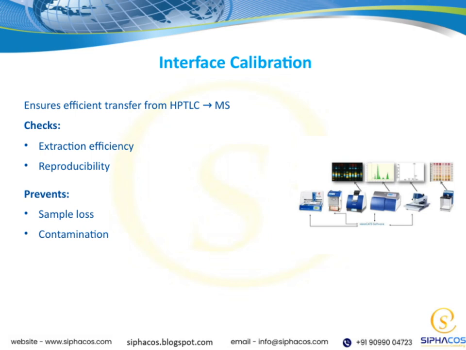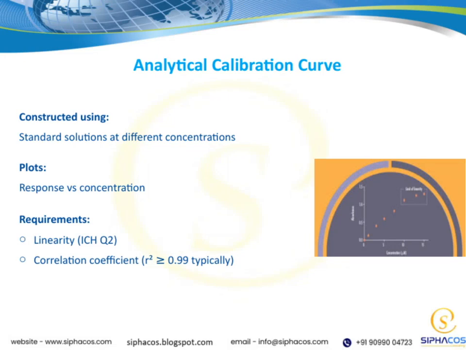We also focus on reproducibility, which is about making sure the process yields consistent results every time we run it. Consistency is essential for trustworthy data and meaningful comparisons. By properly calibrating the interface, we can prevent sample loss, which might happen if the transfer isn't smooth, and contamination, which could compromise the integrity of our samples. Overall, this calibration step ties directly into our goal of obtaining accurate, reliable, and reproducible results, supporting the integrity of the entire analytical process. Now, let's take a look at the analytical calibration curve.